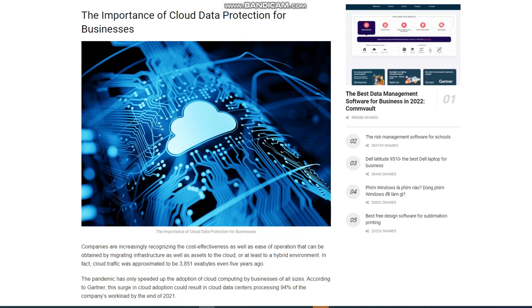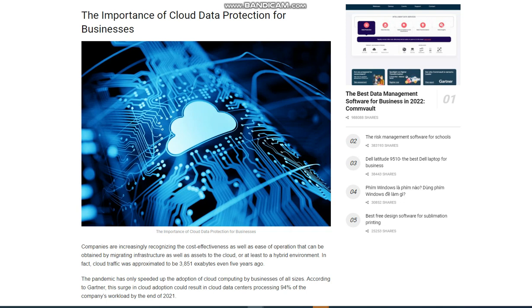The pandemic has only speeded up the adoption of cloud computing by businesses of all sizes. According to Gartner, this surge in cloud adoption could result in cloud data centers processing 94% of the company's workload by the end of 2021. As the number of remote workers grows, so does the need to protect company data access and movement across various both known and unknown networks.